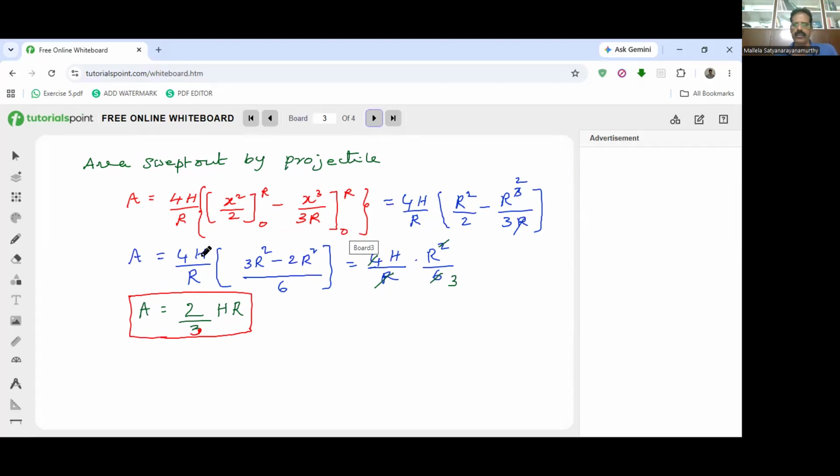So area A is equal to 4h by r into, taking LCM 6, 3r square minus 2r square. Therefore, 4h by r into r square by 6. So r gets cancelled. The area swept out by the projectile, where h is the vertical height and r is the horizontal range, is 2 by 3 into hr.